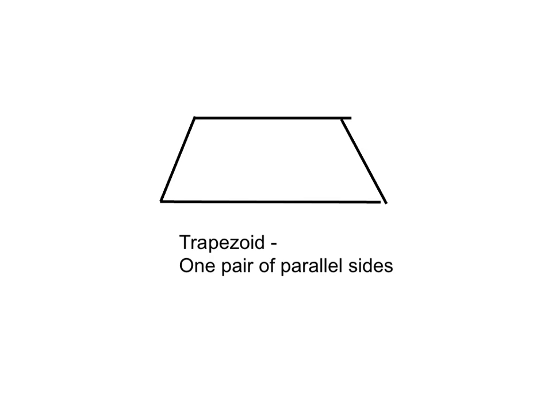With the trapezoid, there is 1 pair of parallel sides. So this is a pair. Those 2 sides are parallel. The other 2 sides cannot be parallel. That would be a trapezoid.